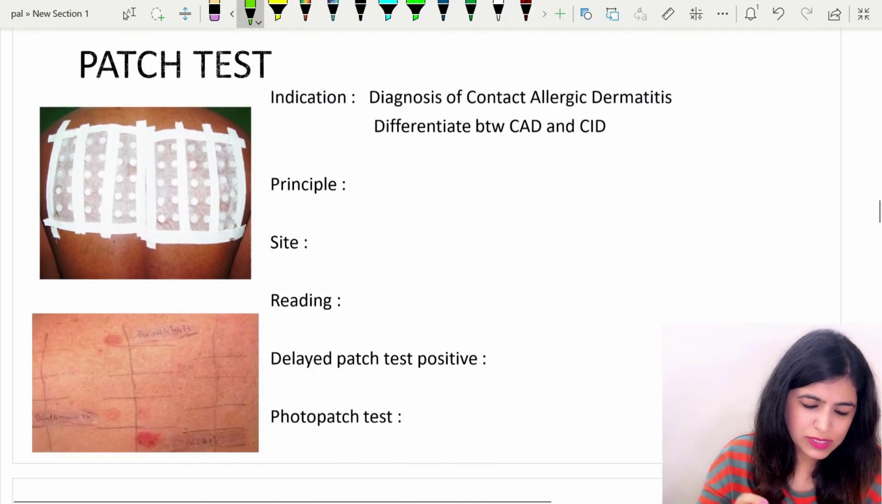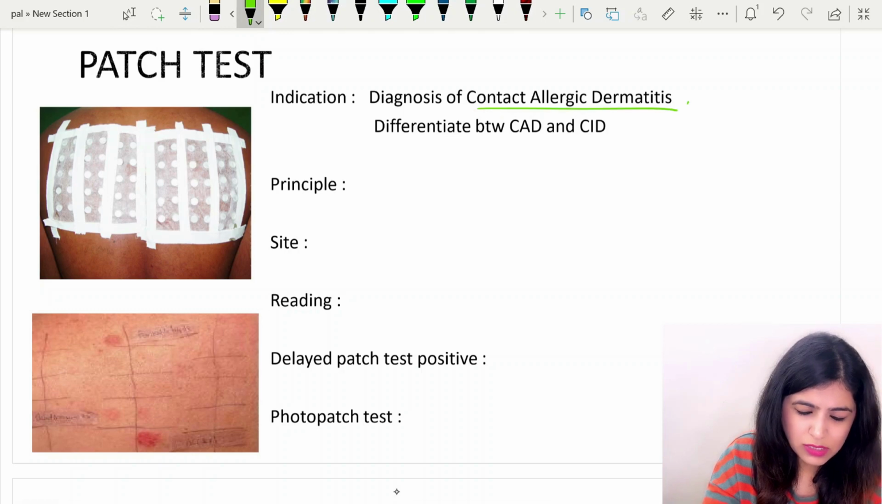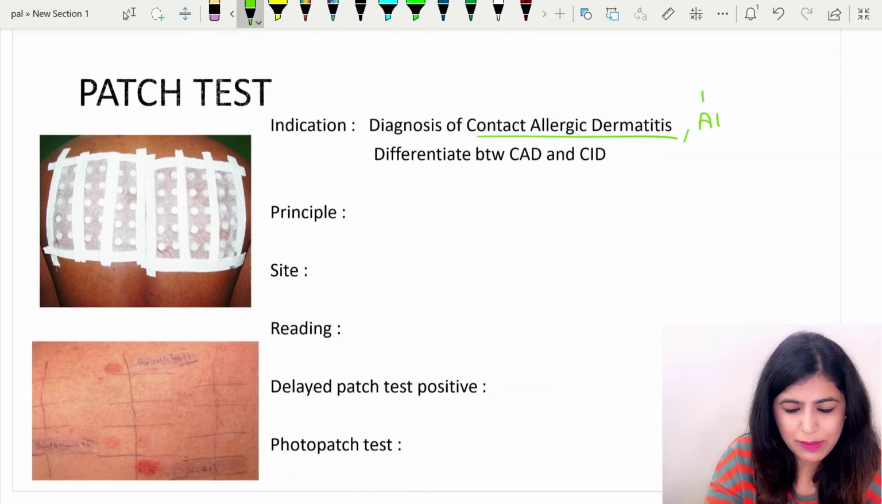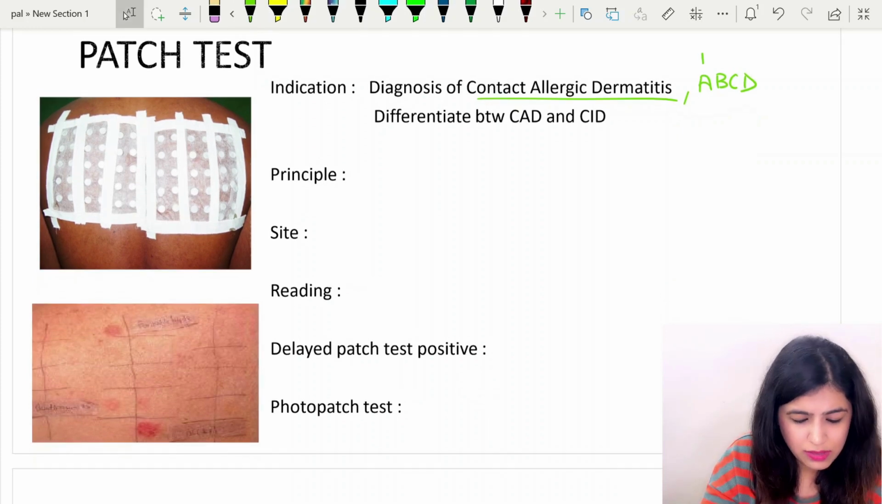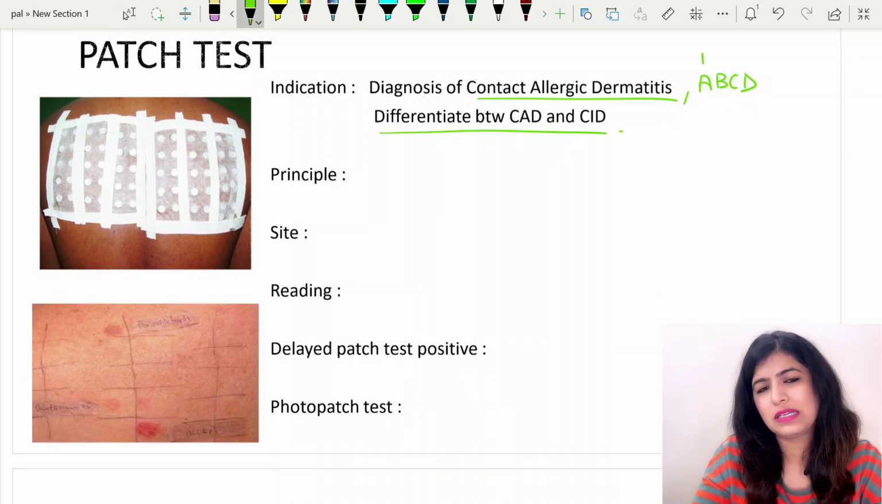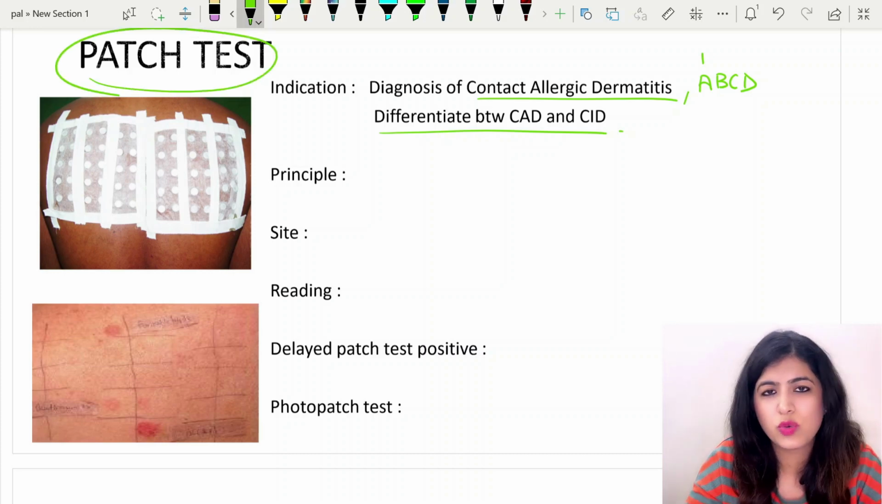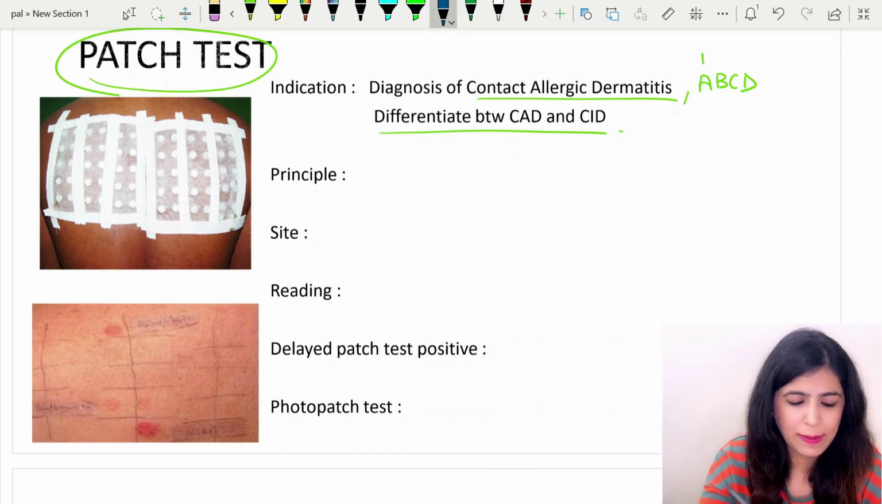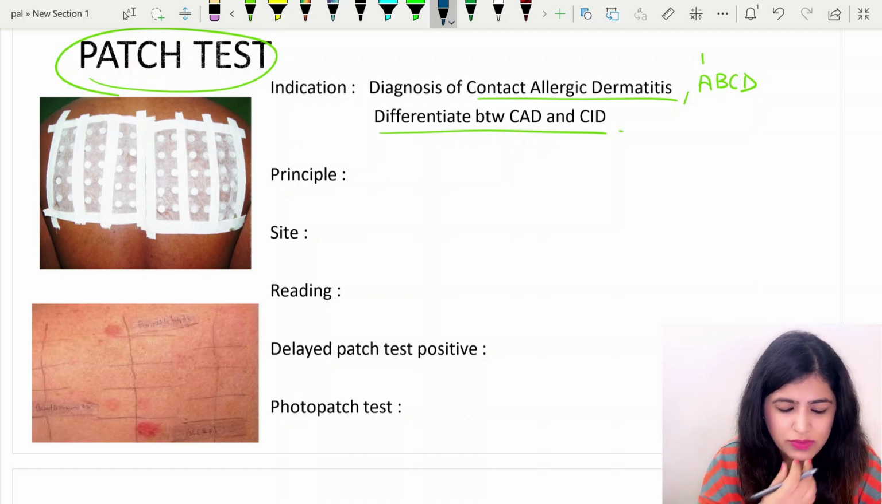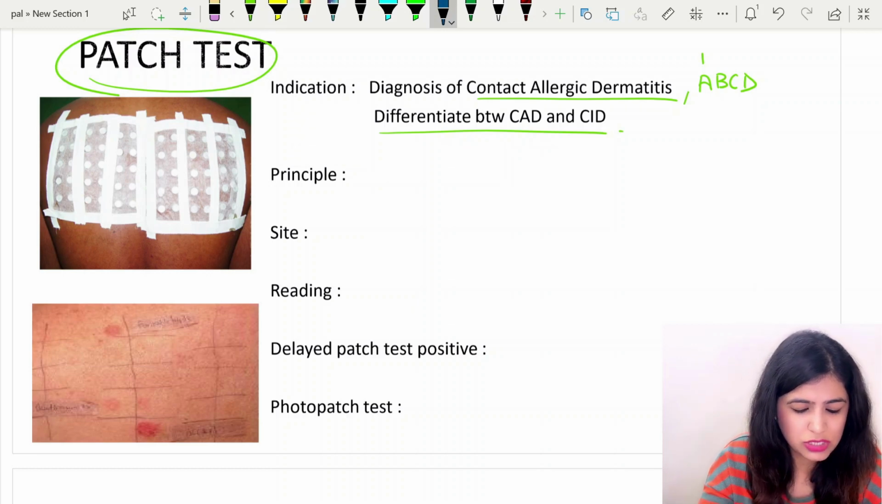How do you make a diagnosis? Diagnosis of contact allergic dermatitis, diagnosis of ABCD, nickel dermatitis, etc. Then differentiation between contact allergic and contact irritant dermatitis. All of this is done through a test called the patch test.